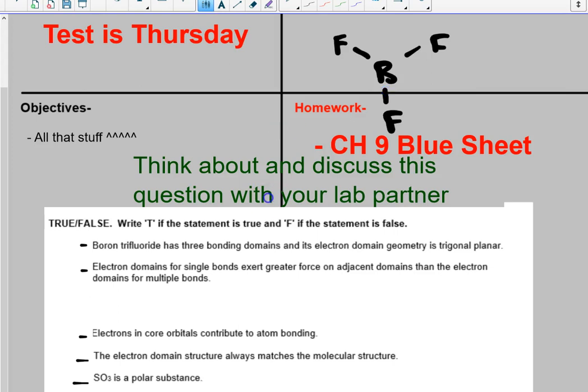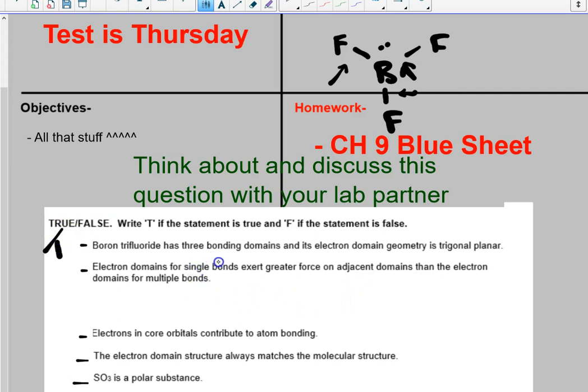So it says it has 3 bonding domains. That is true. 1, 2, 3. And its electron domain geometry is trigonal planar. That is a true statement because there's not an extra pair of electrons on the boron. Right? So that is true.